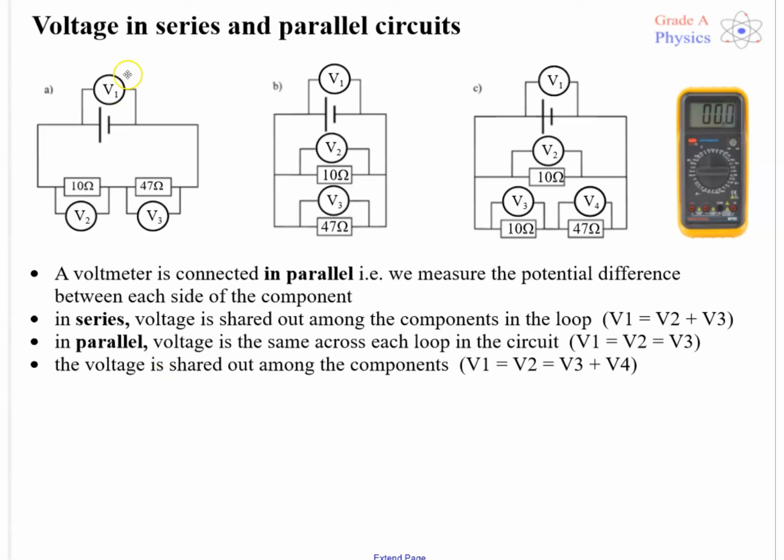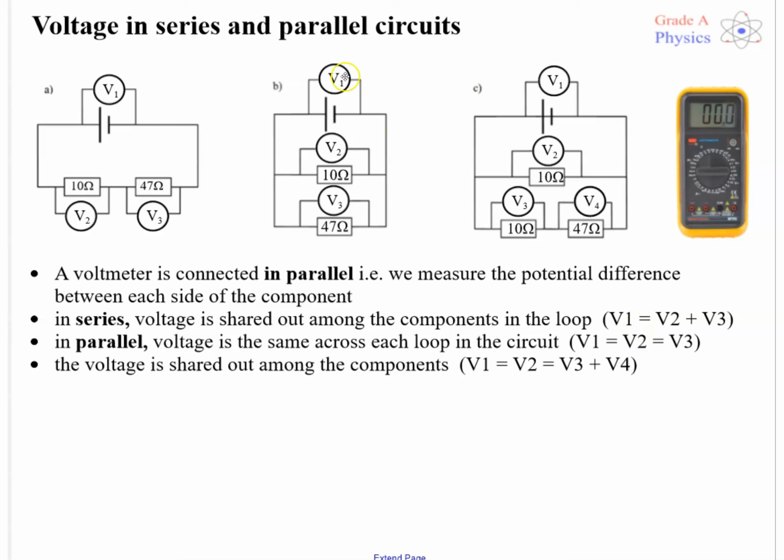What that means is if I have the total voltage of V1, that's my supply voltage, some of that will be associated with the first battery, some with the first resistor, and some with the second resistor. So V1 is equal to V2 plus V3. This comes out of the idea of conservation of energy, and in the next video we might prove algebraically why that is the case. In parallel, very different.